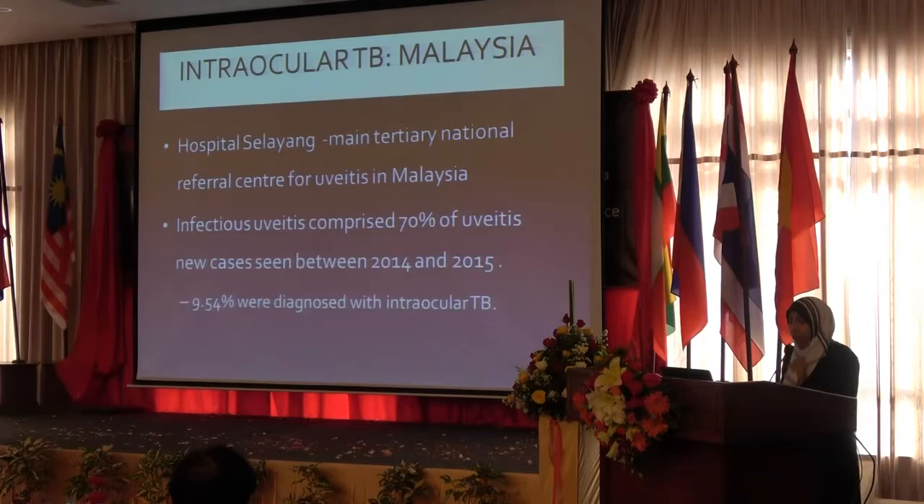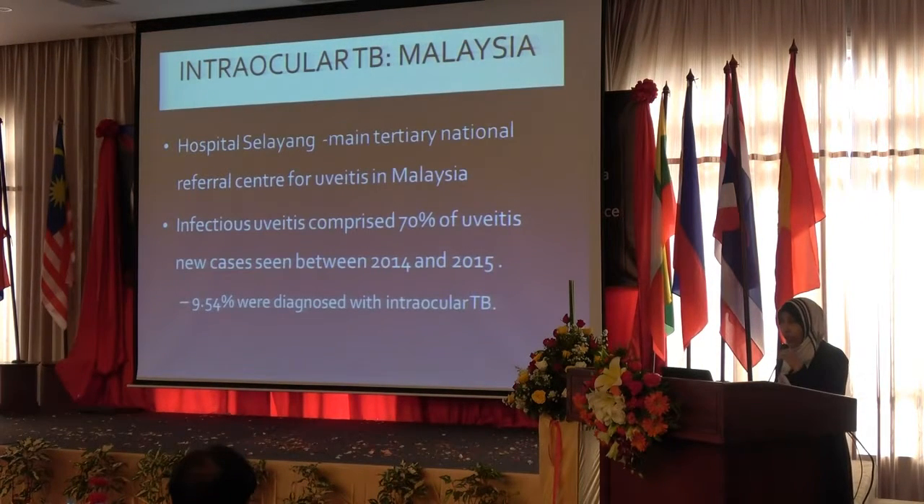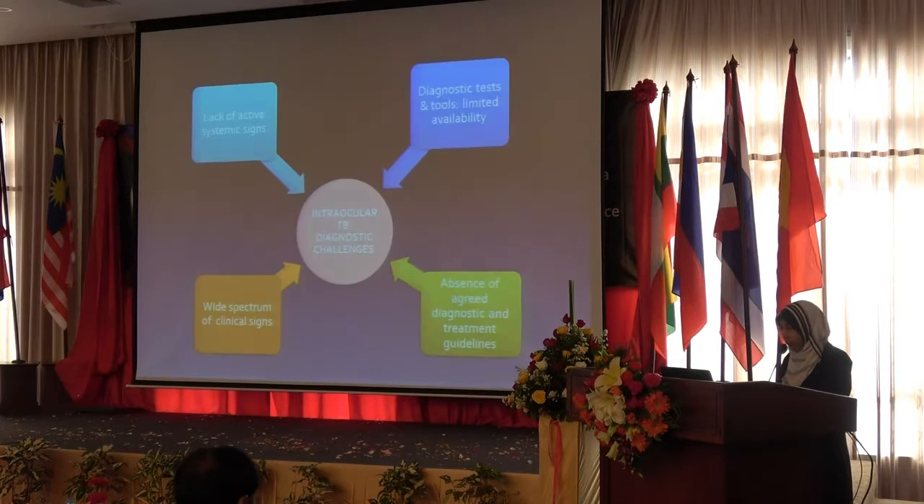So in the hospital where I work, which is Hospital Selayang, it is the main tertiary national referral center for uveitis in Malaysia, and there we did a short study between 2014 and 2015, and we found that infectious type of uveitis was comprising about 70% of all uveitis cases, and out of that 9.54% were diagnosed with intraocular TB. Intraocular TB means the uveitis due to TB.